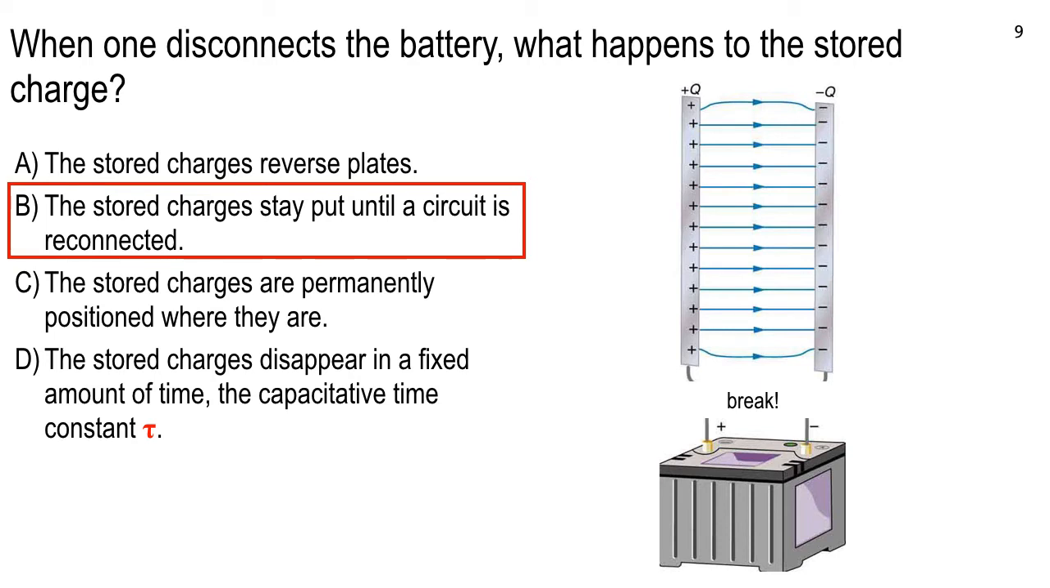Option D, the stored charges disappear in a fixed amount of time, the capacitive time constant. Well, it turns out there is a time constant, but not in this simple of a circuit. We're going to be getting to that this week. It's called the RC time constant.